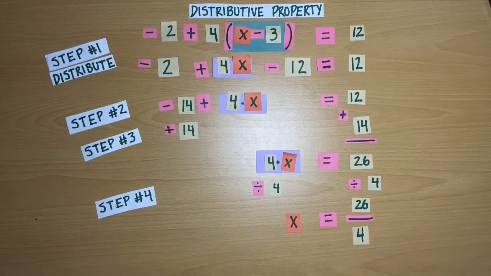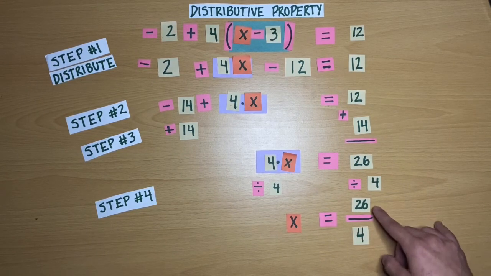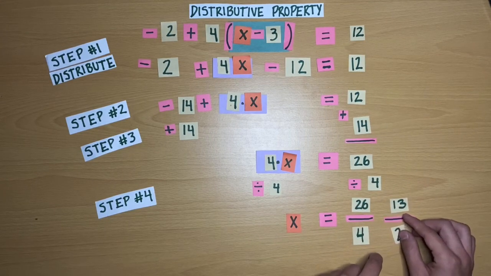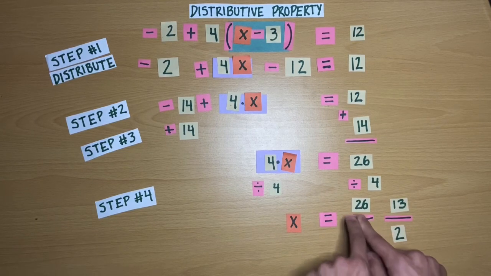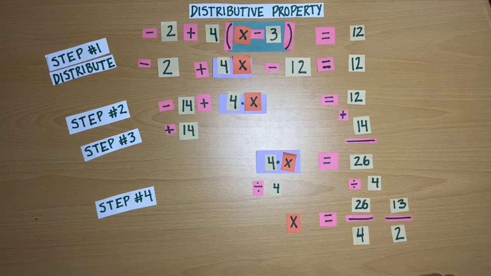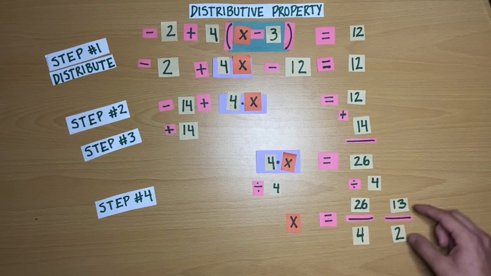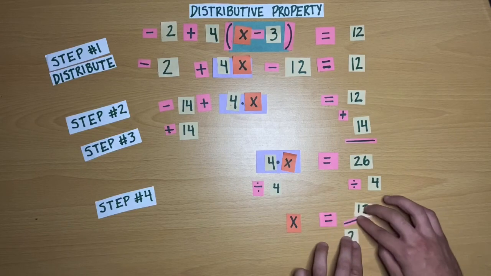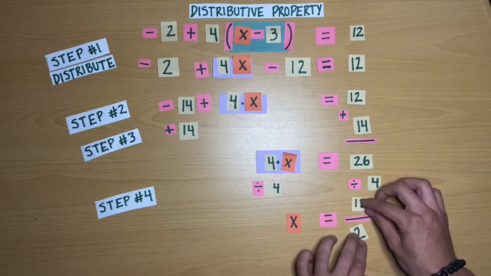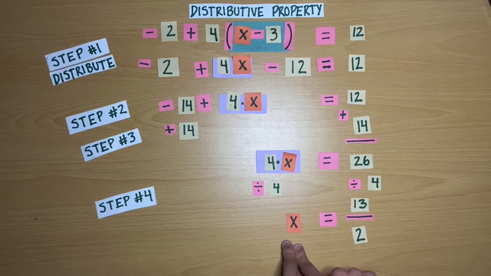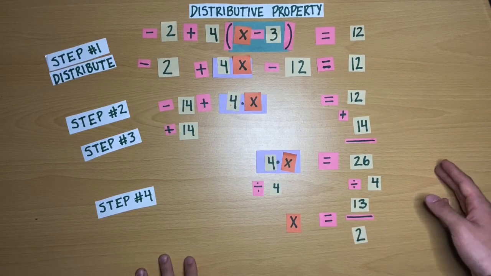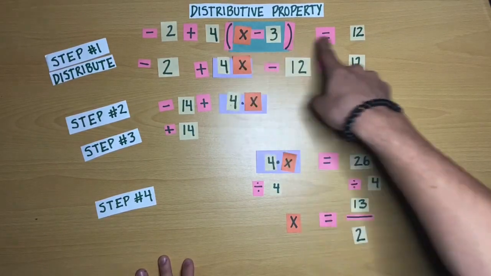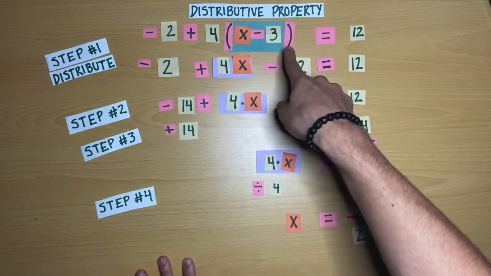But this can be reduced if you divide 26 by 2 and 4 by 2. 2 times 2 is 4, and 13 times 2 is 26. So 26 over 4 is the same as 13 over 2. So we can just replace these, and we get 13 over 2 as the answer for x. Now, if you want some additional practice, I recommend you go back and plug this answer in for x and see if after you do all this math, you get 12.